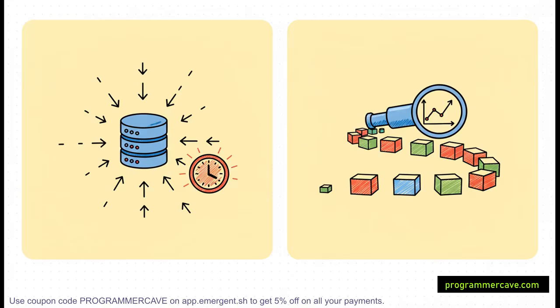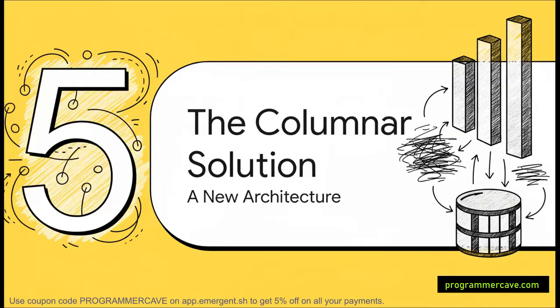Analytics, or OLAP, is the total opposite. We're talking about a few massive queries that scan huge amounts of historical data to find trends, like what were the total sales for every single store last quarter. The kind of index that's perfect for OLTP is almost useless for OLAP. Right. So answering these huge analytical queries efficiently required a completely different way of laying out data on disk. It required a whole new architecture.